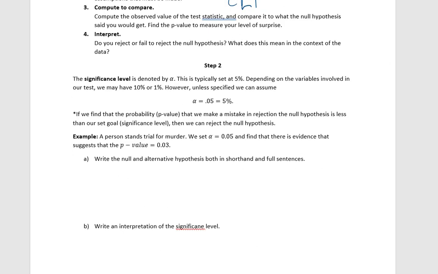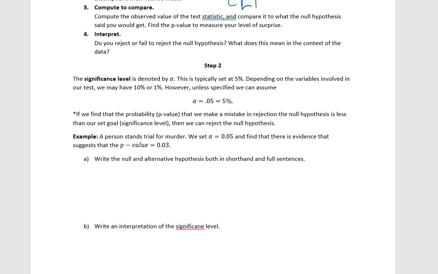Okay, after that, you're going to compute your test statistic and compare it to the null hypothesis, and then find the p-value. Then you are going to interpret. So do you reject or fail to reject your null hypothesis? And what does this mean in the context of the data?